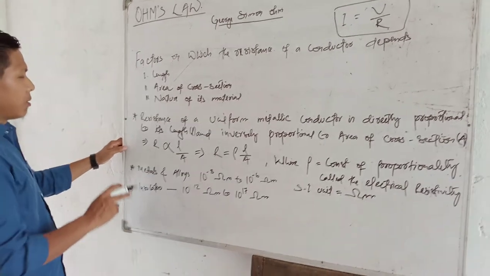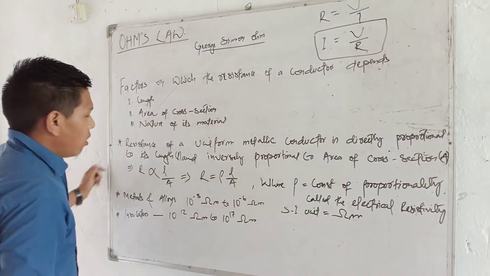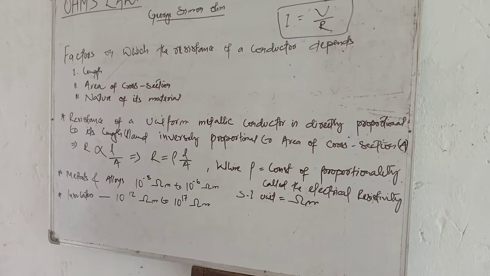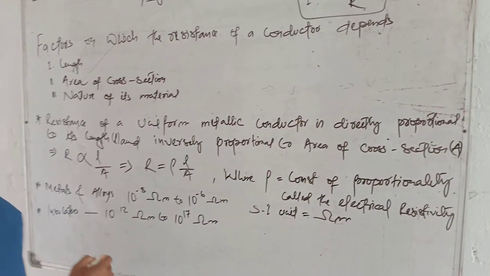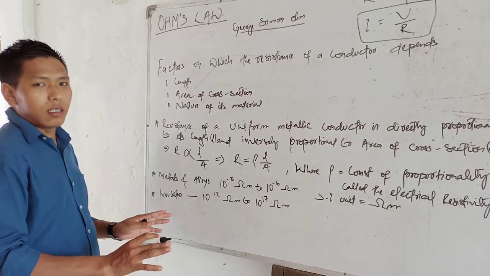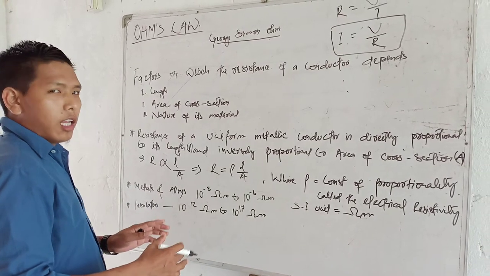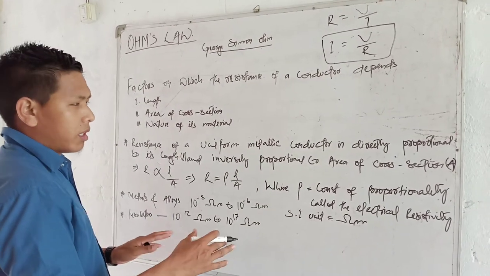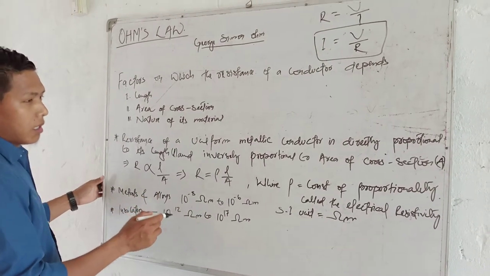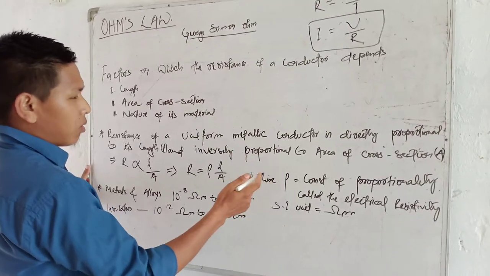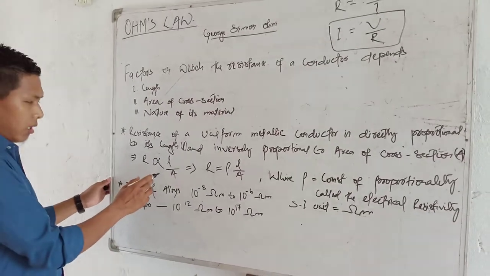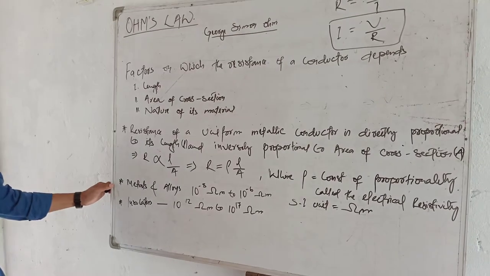The resistance of a uniform metallic conductor is directly proportional to its length and inversely proportional to the area of cross section. Uniform means the material does not change, for example all copper or all aluminium. It is directly proportional to the length of a wire and inversely proportional to the area of cross section of a wire.